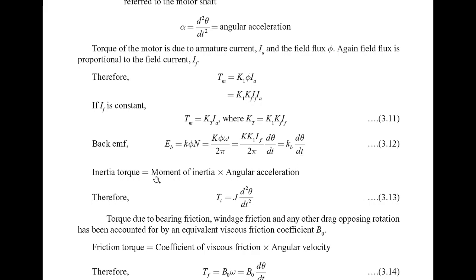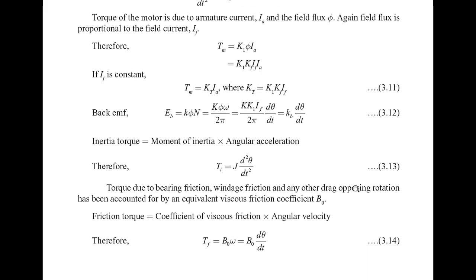And also we have the inertia torque, that is equal to moment of inertia J into angular acceleration d square theta by dt square, that is J alpha. Like our F is equal to ma, we have inertia torque Ti equal to J alpha, that is J into d square theta by dt square.